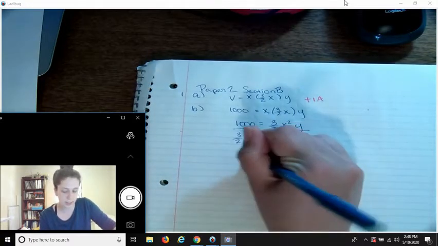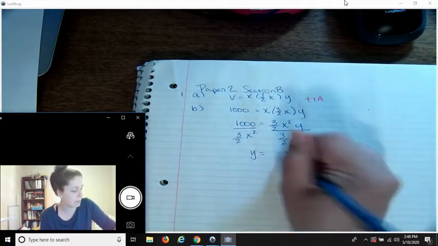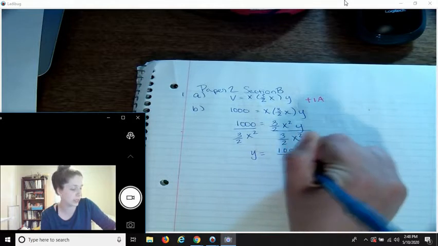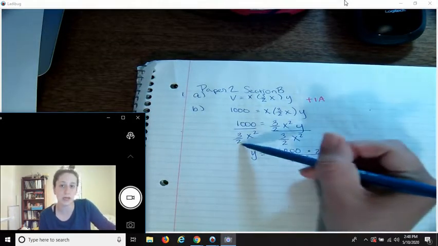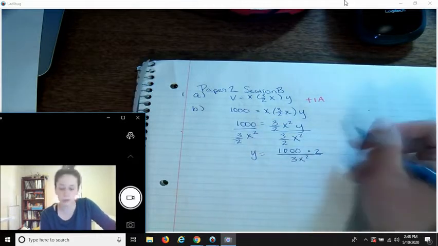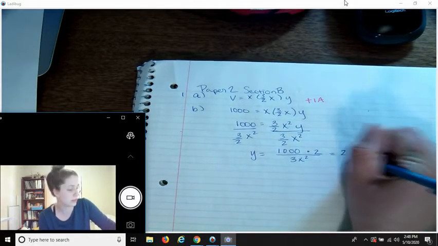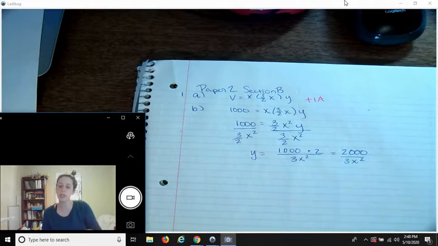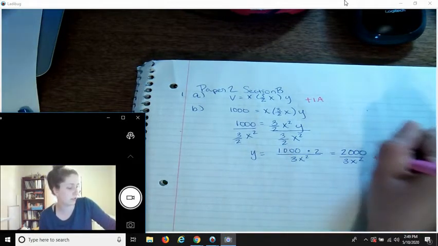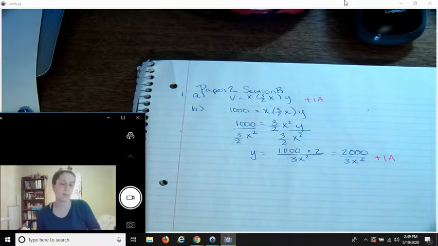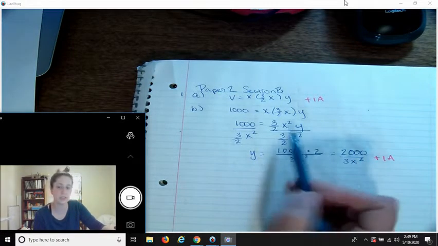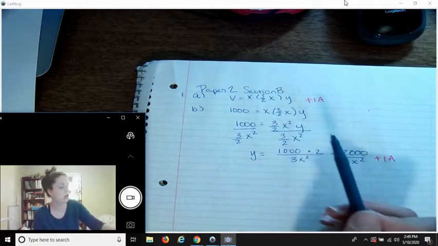So then y should be 1,000 times 2 over 3x squared. Because this 2 is in the denominator of 2 things, it flips up to the top. So you should end up with, let's see, 2,000 over 3x squared. All right, and that should be your final answer. This was also only 1 mark, so you get 1 mark for just having the final answer correct. Okay, and you need to show your algebra here, just to see what you did. And then also you could have converted this to 1.5 if you wanted to avoid the fractions.